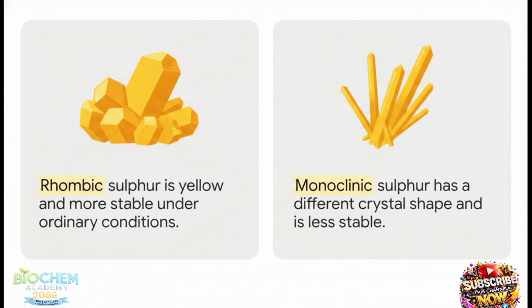The yellow rhombic sulfur is the much more stable crystal arrangement under ordinary room temperatures. Monoclinic sulfur, on the other hand, has a different internal crystal structure and is noticeably less stable under those exact same ordinary conditions. The atoms are identical, sure, but the way they pack together completely determines how stable the crystal is just sitting there on a desk.